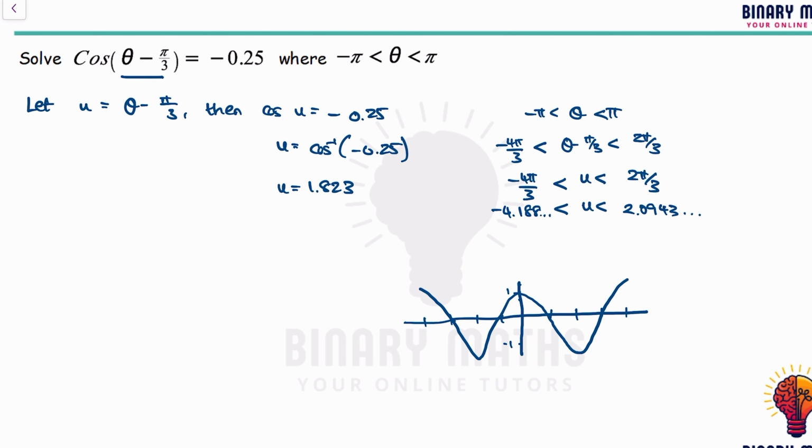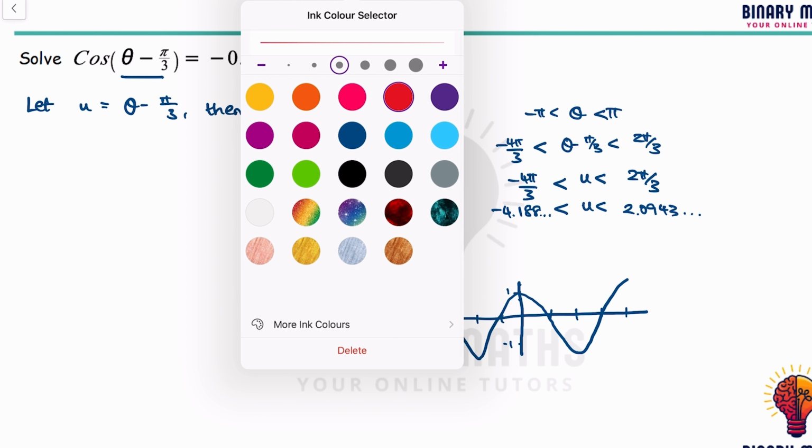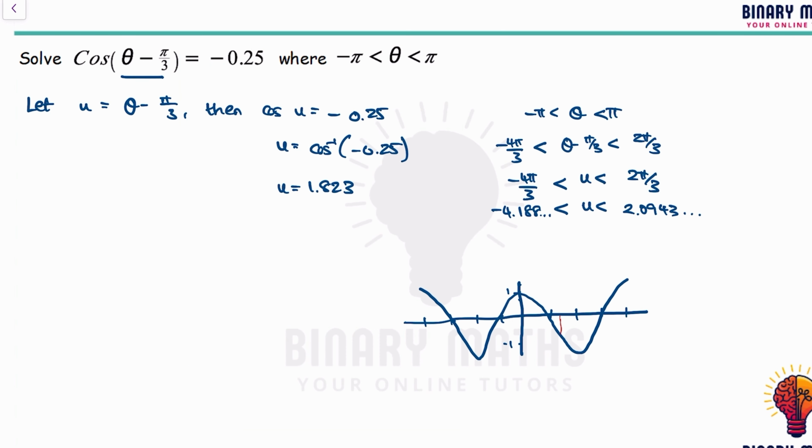Okay, 1.82, somewhere here. So this is my first value, 1.82. To find out this length, I need to do 1.823 minus pi divided by 2, which is 0.252. So I know this part is 0.252, the distance between the x-intercept and there, okay?